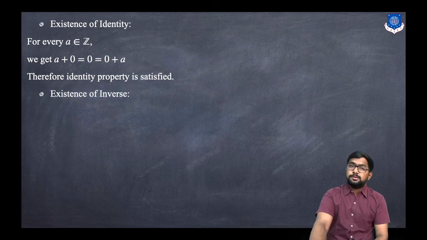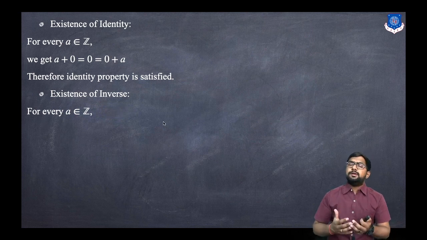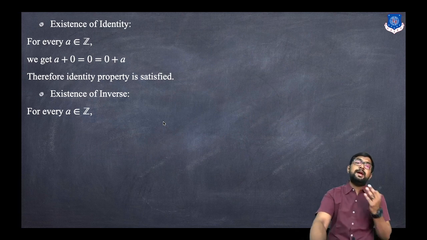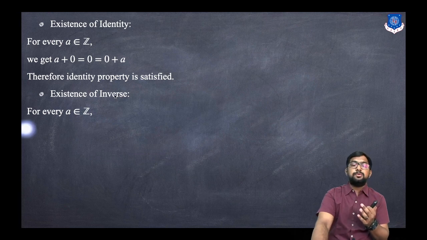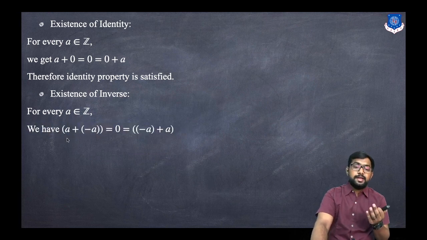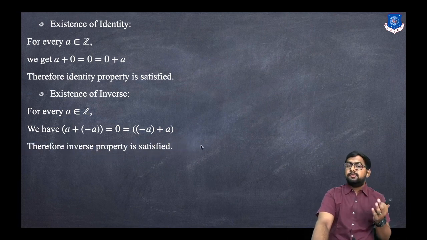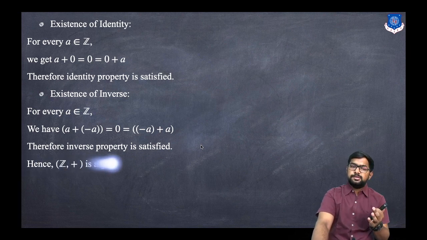Now what about the existence of inverse? For every a belonging to Z, we need to check that a plus some b gives the identity element, that is 0. We take b = -a. So a + (-a) = 0, and in the same manner, if we change the position, the answer won't change. Therefore the inverse property is satisfied, and each and every element has an inverse. Hence (Z, +) is a group. So this is easy.